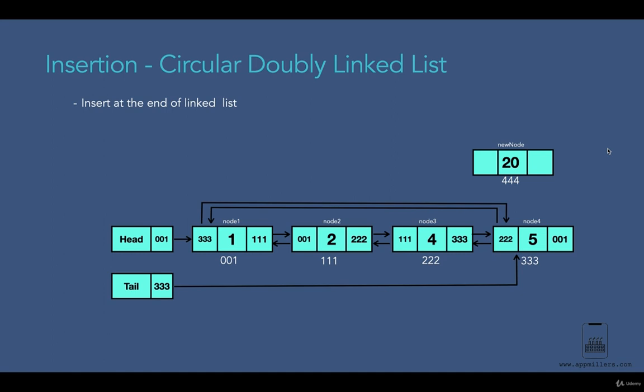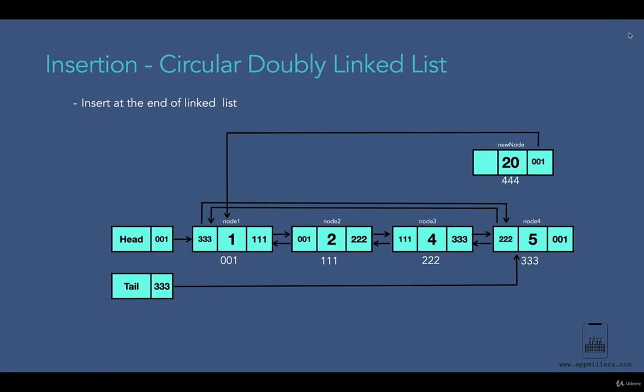Now we know that in case of CircularDoublyLinkedList, the last node has to point to the first node. So this means that if this node is going to be our last node, the next reference has to point to the first node. The physical location of the first node is 001. So I'm going to update the next reference of the new node to 001. With this, we are creating a link between the new node and node 1 over here.